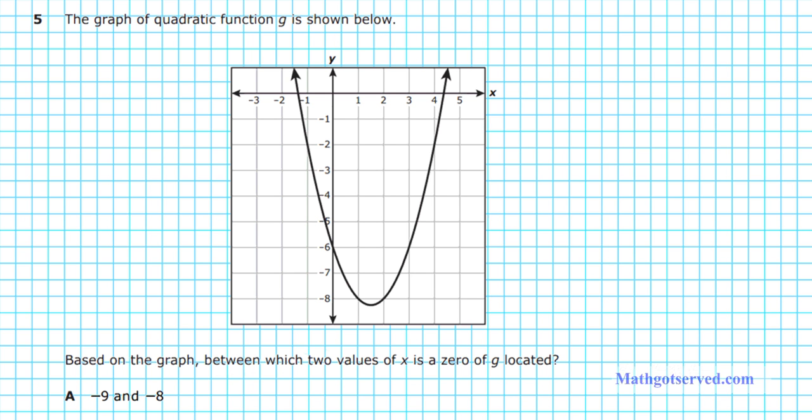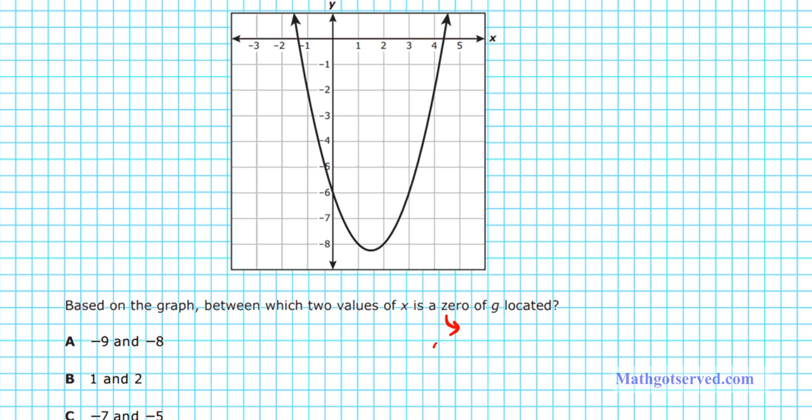All right, let's take a look at question number 5. It says the graph of the quadratic function g is shown below. Based on the graph, between which two values of x is a 0 of g located? So what on earth is a 0? A 0 of a quadratic function, as an x value, is a value where the function cuts the x-axis. Okay, another word for 0 is x-intercept. Don't confuse it with the y-intercept, please. So this is the x-intercept.